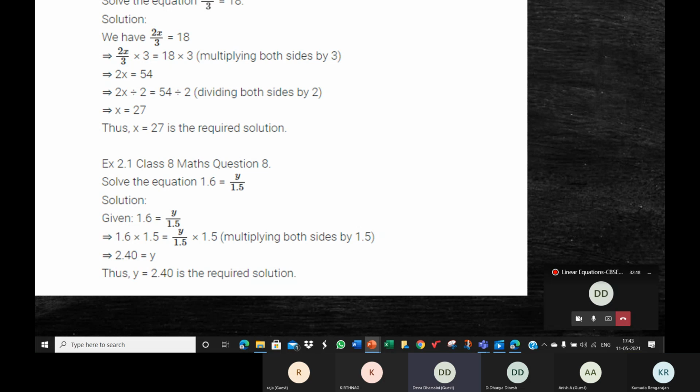Ma'am, can I explain the next question, ma'am? Yes, ma'am. Okay, who can try this one? Ma'am, me, ma'am. Yeah, please go ahead. Exercise 2.1, ma'am, question number 8. Ma'am, the equation which they have given is 1.6 equal to y by 1.5.